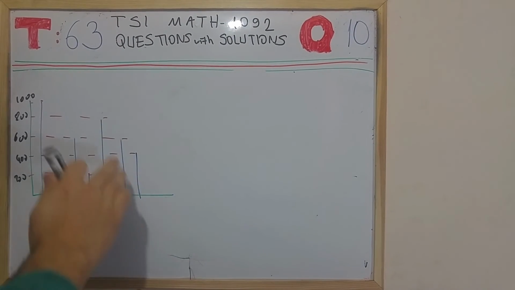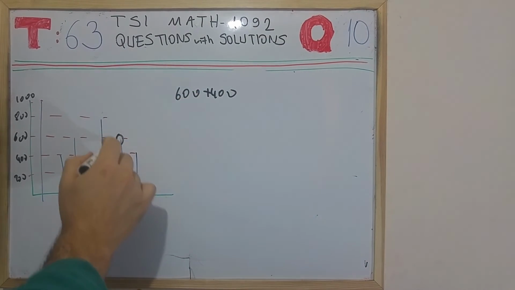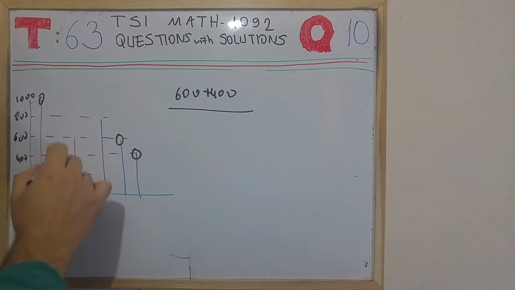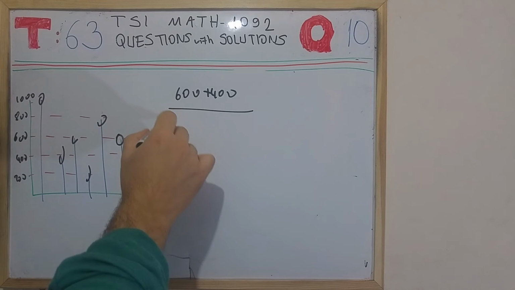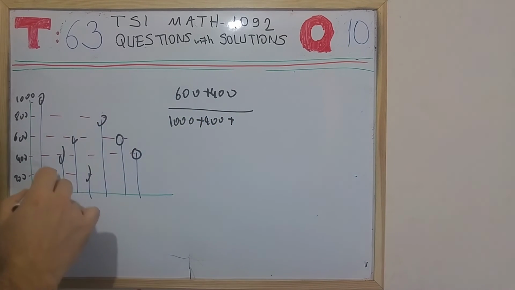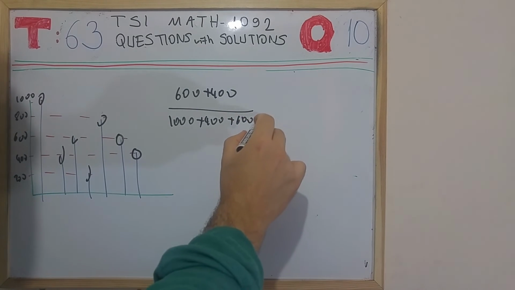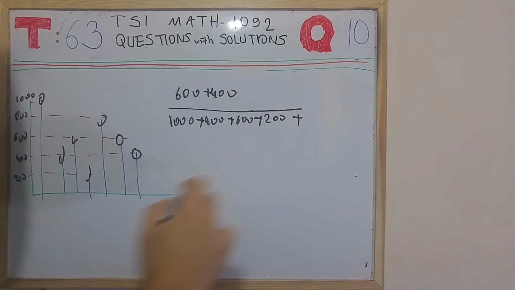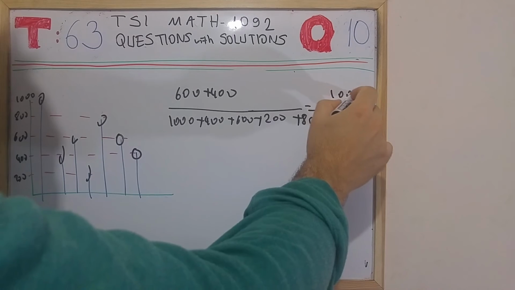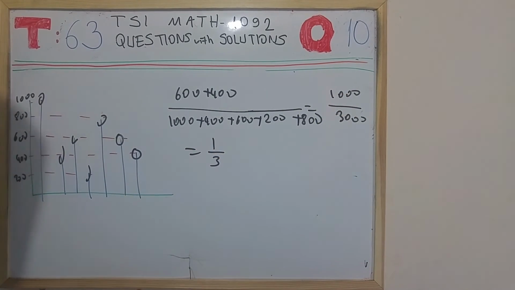Number of weekend shoppers is equal to 600 plus 400, these two figures. And the weekday shoppers is the sum of these 5 figures. That is equal to 1000 plus 400 plus 600 plus 200 plus 800. And this is equal to 1000 over 3000, which is equal to 1 over 3.